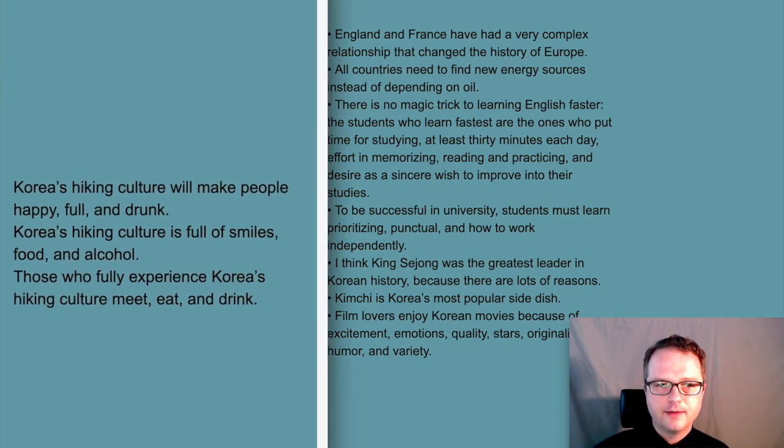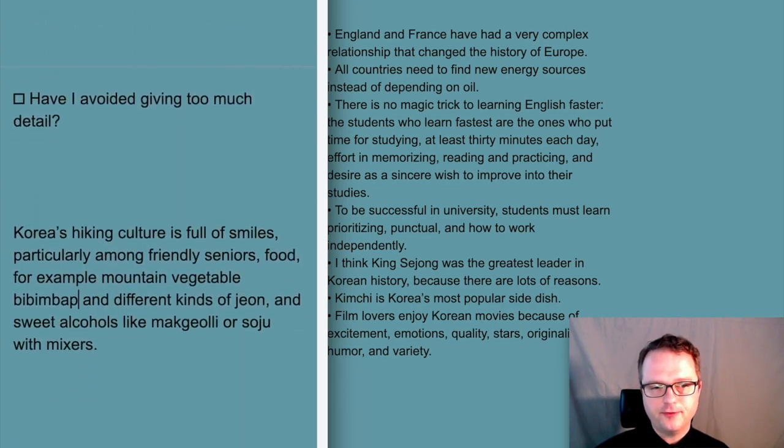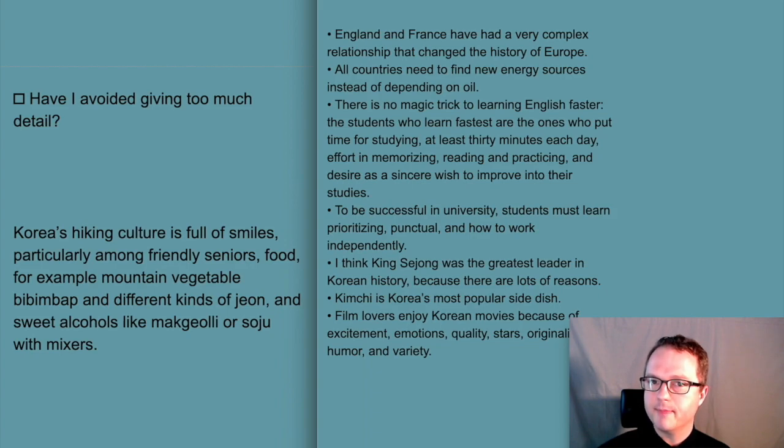Finally, have I avoided giving too much detail? Korea's hiking culture is full of smiles, particularly among friendly seniors. Food, for example, mountain vegetable bibimbap and different kinds of jeon, and sweet alcohols like makgeolli or soju with mixers. Well, I can spend my supporting paragraphs talking about friendly seniors, food like bibimbap, and alcohol like makgeolli. I don't need to write about it in my thesis statement. That's what the supporting paragraphs are for.